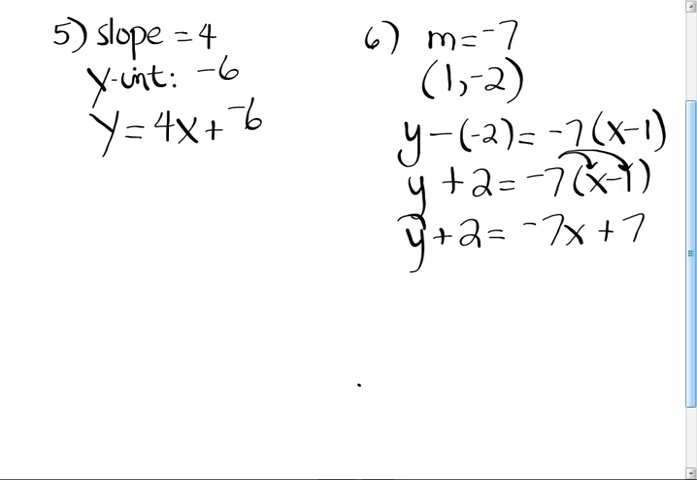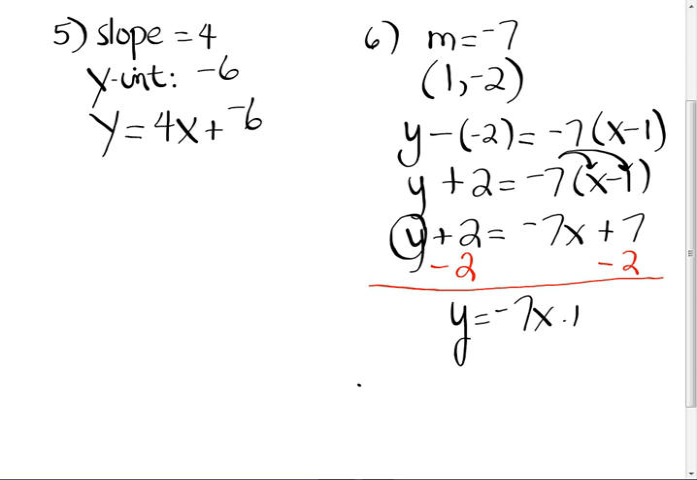Now, I still want y by itself, so what do I have to do? Minus what? No. What's added to y? I don't want the 2, so why don't we subtract it? Minus 2. Do I subtract it from the 7x or the 7? Which one is it? The 7. And so I get y equals negative 7x plus 5.